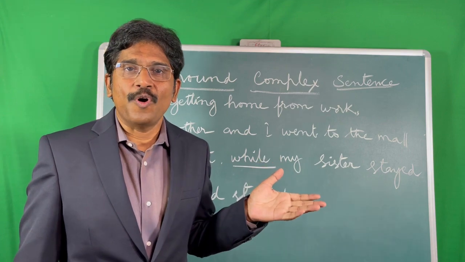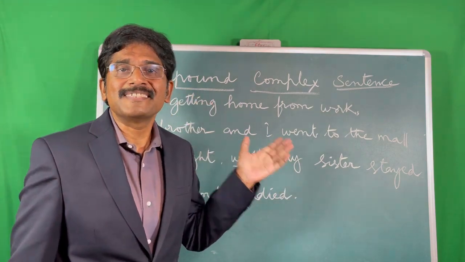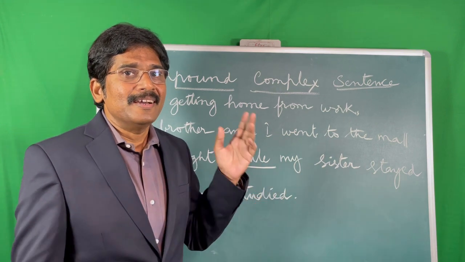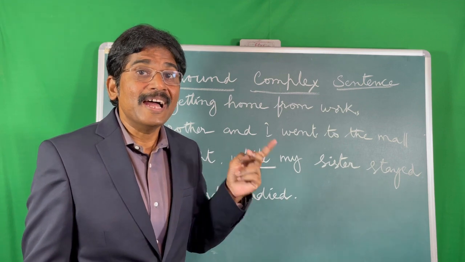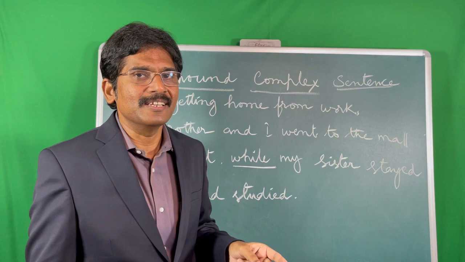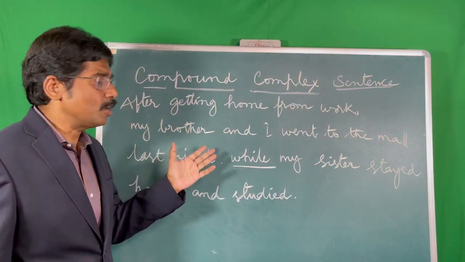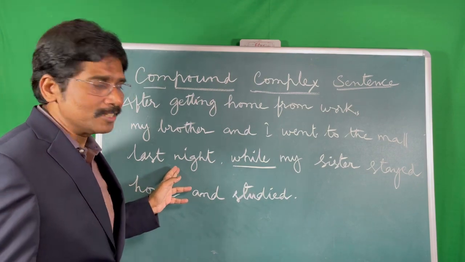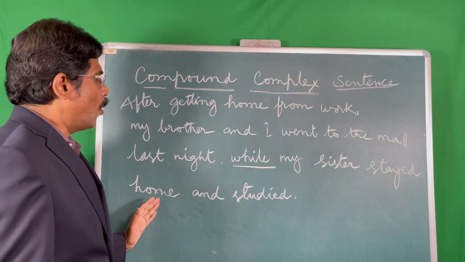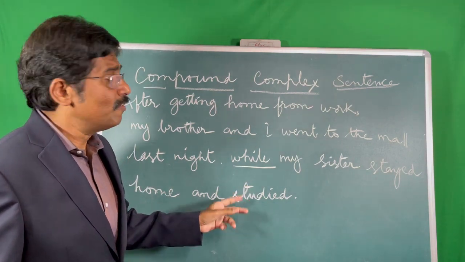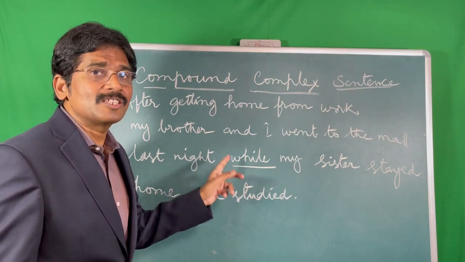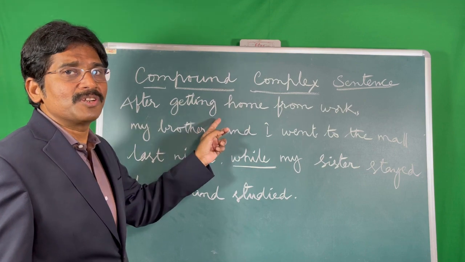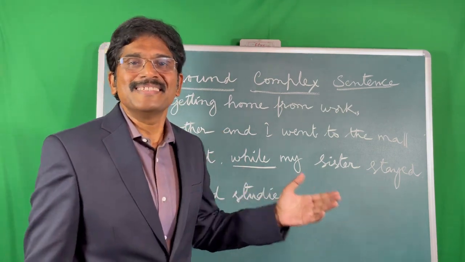Now let us see the fourth type of sentence, the compound complex sentence. In a compound complex sentence, we join two or more ideas. A compound complex sentence has two independent clauses and at least one subordinating clause. Now let us see, we'll start with the subordinating clause. After getting home from work, my brother and I went to the mall last night, one independent clause. While my sister stayed home and studied. Second independent clause. We joined these both independent clauses with the linking subordinate conjunction while. So here are two independent clauses and at least one subordinating clause which makes a compound complex sentence.